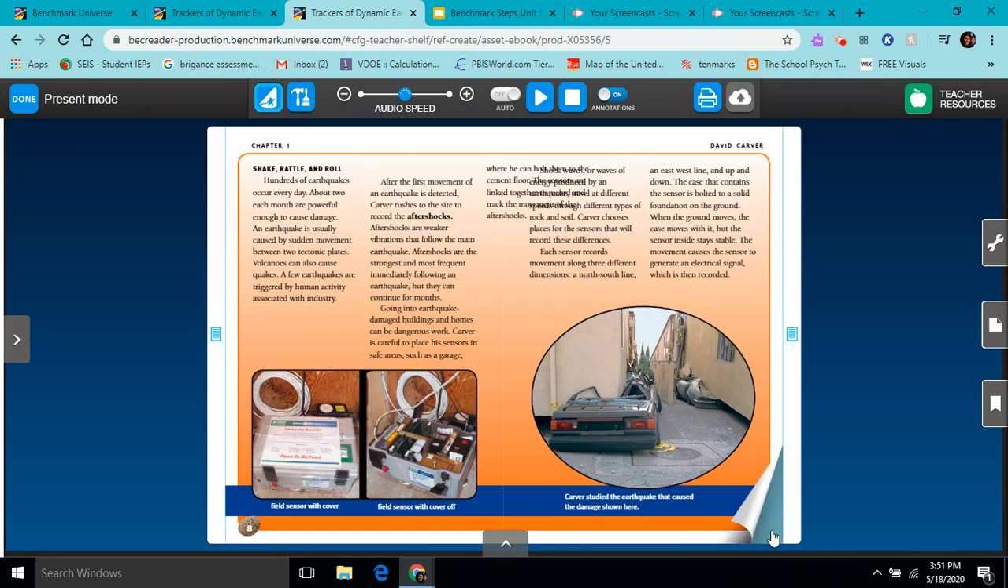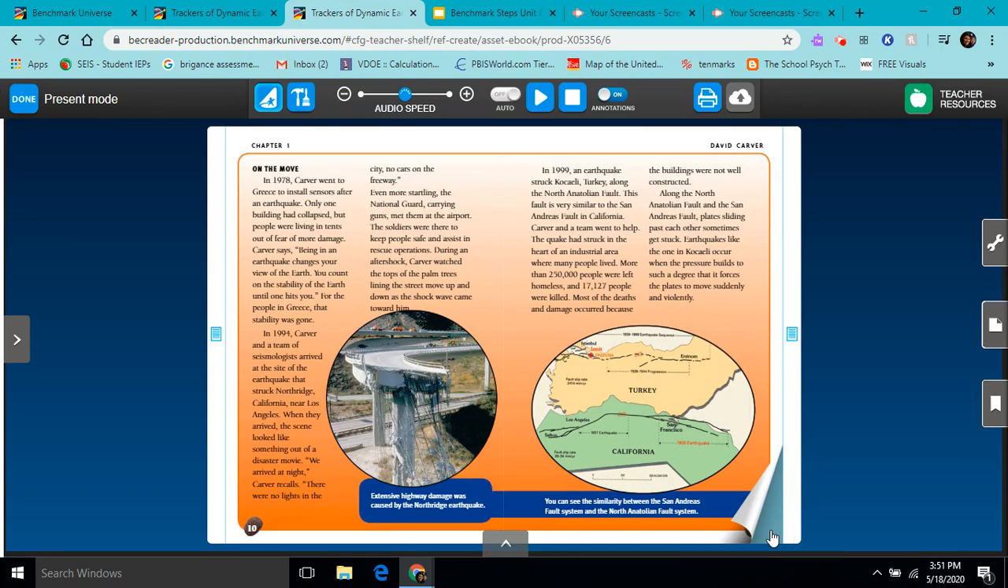And now we're going to discuss our second question. Our second question talks about when Mr. Carver went to the scene of the Northridge earthquake in 1994. And it's asking you to look at what was the scene. What evidence does the author provide to show that the 1994 Northridge earthquake was destructive? Now remember, the word destruction means to cause damage.